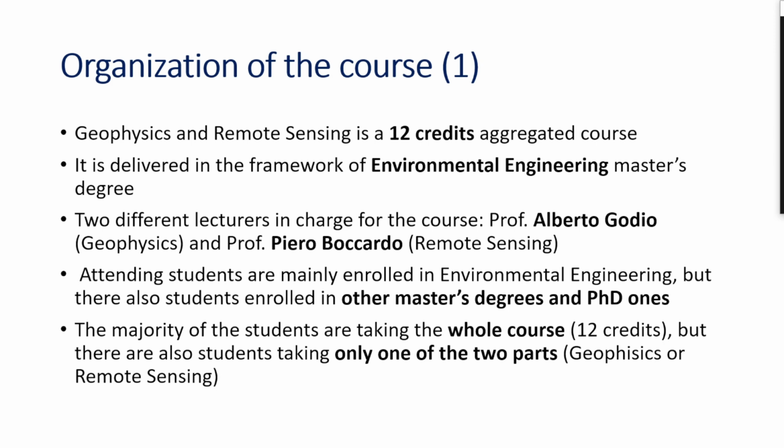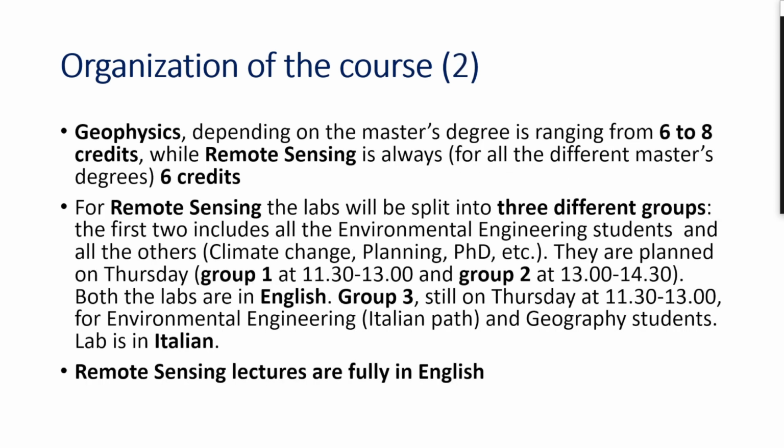Attending students are mainly enrolled in environmental engineering, but there are also students enrolled in other master's degrees and PhD ones. The majority of the students are taking the whole course, 12 credits, but there are also students taking only one of the two parts, geophysics or remote sensing. Organization of the course. Geophysics, depending on the master's degree, ranges from 6 to 8 credits, while remote sensing is always, for all the different master's degrees, 6 credits.